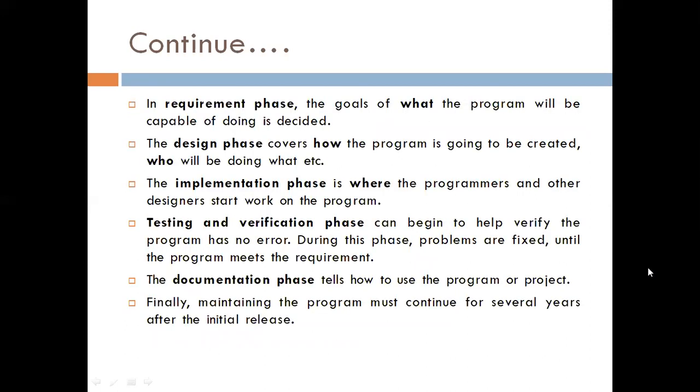Now we learn in simple way. In requirement phase, the goal of what the program will be capable of doing is decided. The main word is what: what type of program is made clear in requirement phase. Then design phase covers how the program is going to be created and who will be doing what, etc. So in design phase, there are three questions: how, who, and what.